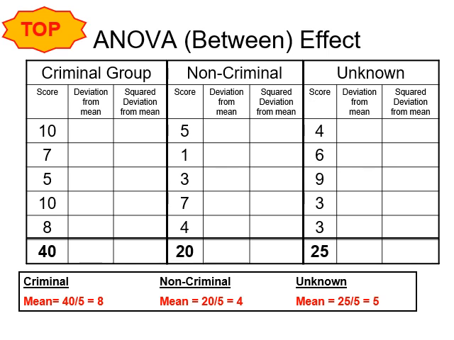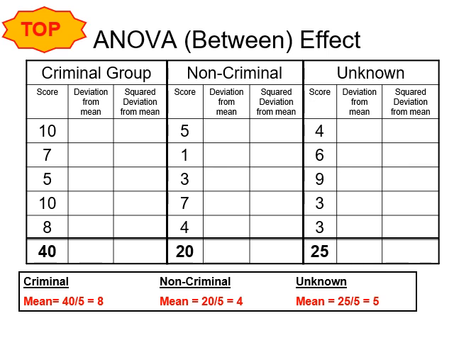So the criminal group, person 1 had a 10, person 2 had a 7, person 3 had a 5, person 4 had a 10, person 5 had an 8. We're going to add these together. We're going to get a sum of their scores, 40. We're going to divide by the number of people in that group, 5, to get a mean for the criminal group. 40 divided by 5 is 8.